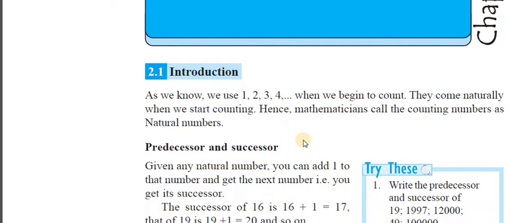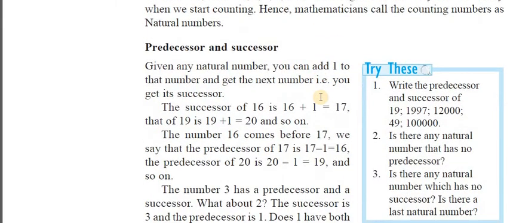what they are saying to us. As we know, we use 1, 2, 3, 4 when we begin to count. Yes or no? We'll start counting with 1, 2, 3, 4. So they come naturally. So mathematicians call all the counting numbers natural numbers. So this 1, 2, 3, 4, 5, and so on, all these numbers we'll call natural numbers. Okay. So given any natural number, you can add 1 to that number and get the next number. That is, you get its successor.